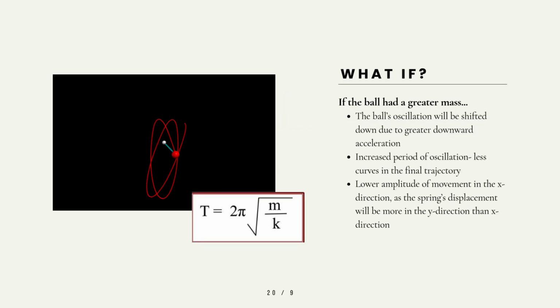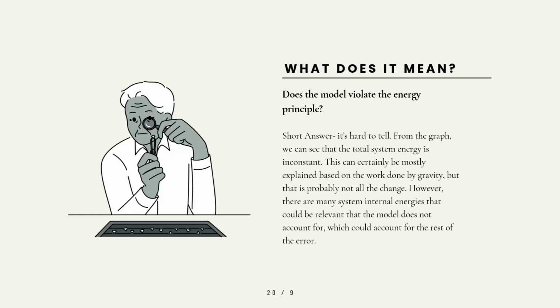So what if? If the ball had a greater mass, the ball's oscillation will be shifted downward due to a greater downward acceleration due to gravity. Additionally, it would have increased the period of oscillation, meaning that there would be less curves in the final trajectory. Finally, there will be a lower amplitude of motion in the x direction, as the spring's displacement will be more in the y direction than the x direction, meaning that the spring force will motivate more vertical motion than horizontal motion. What does it mean?